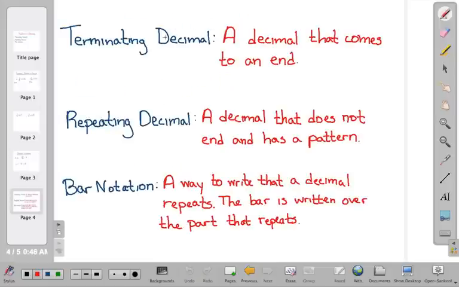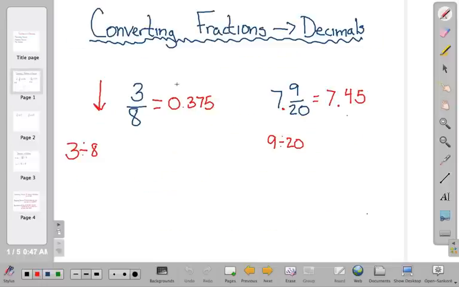So last thing I wanted to review with you are these three vocabulary words. Terminating decimal. When something terminates, it means that it comes to an end. So a terminating decimal is a decimal that comes to an end. So these first kinds of decimals that we worked with, 0.375 or 7.45, those are known as terminating decimals because they have an end.